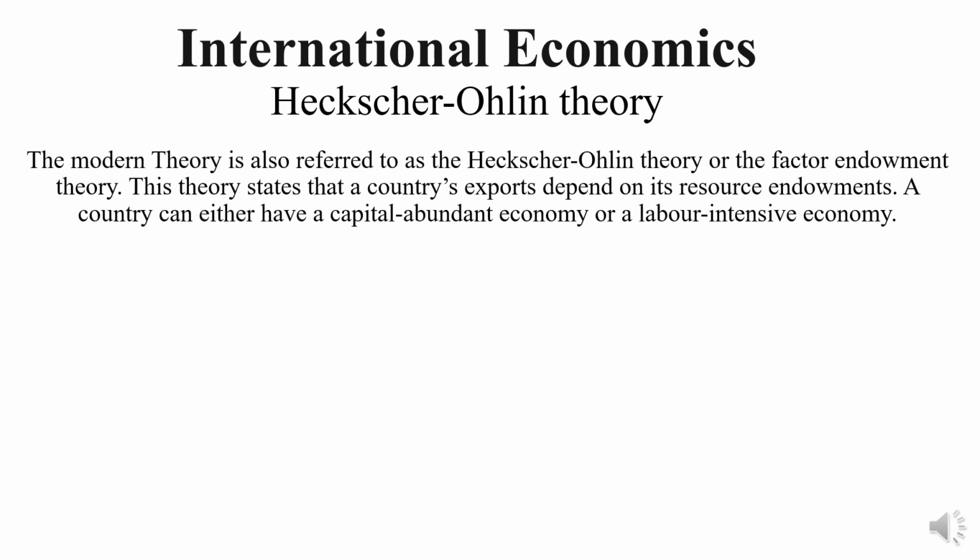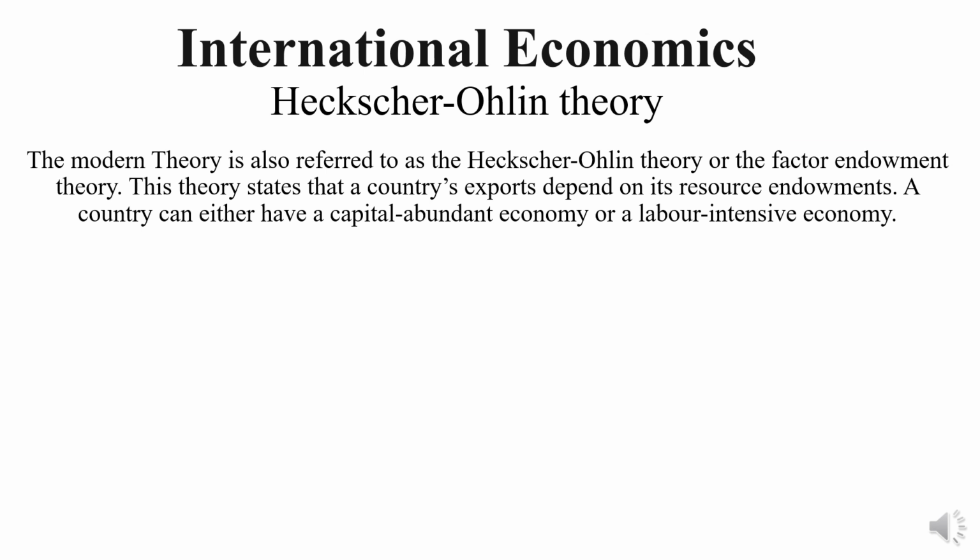The modern theory is also referred to as the Heckscher Ohlin theory or the factor endowment theory. So we know that there are two other names of this theory. The one is modern theory and the second one is factor endowment theory. This theory states that a country's exports depend on its resource endowment.